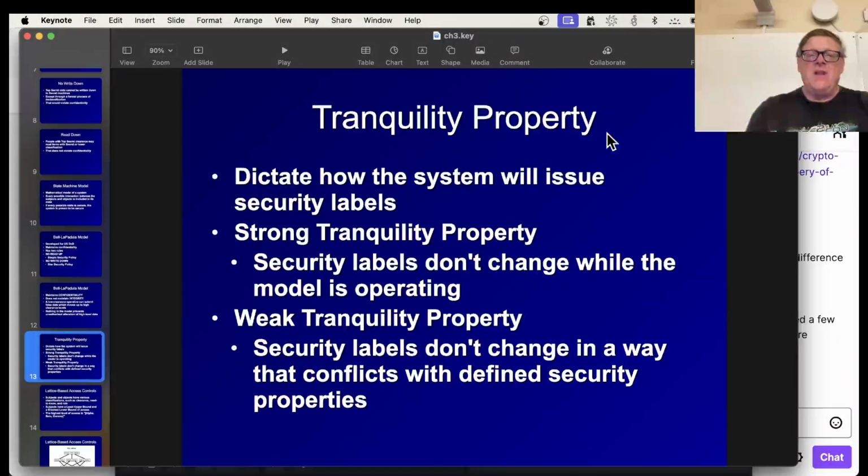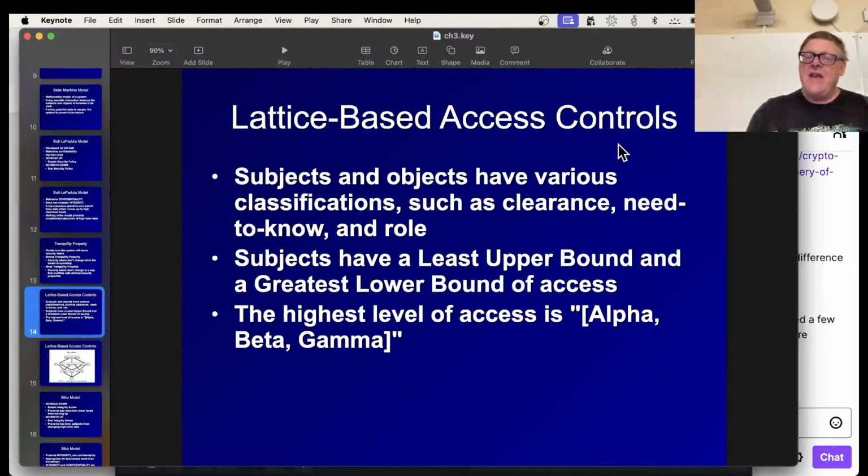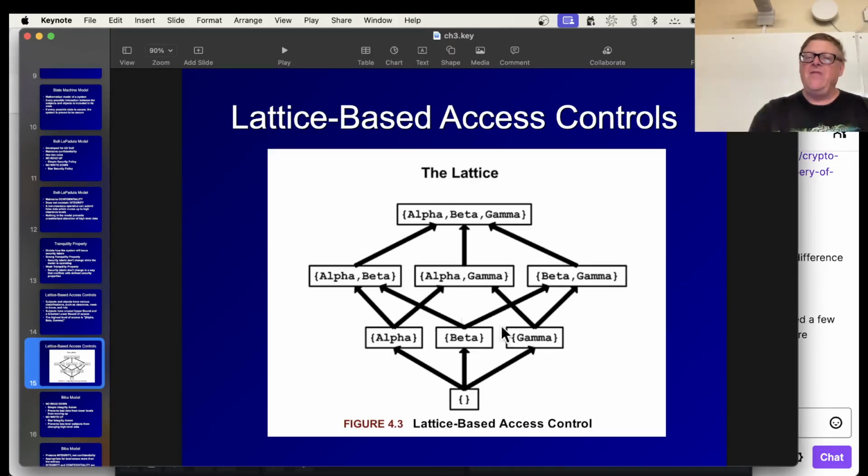So there's a tranquility property, which says security labels don't change while the model is operating. And there's a weak tranquility where the labels can change, but they don't change in a way that will violate your security policy. Anyway, then there's lattice-based access controls. It's another system. Subjects and objects have various classifications like clearance, need to know, and role. And subjects have a range of access. Their least upper bound and greatest lower bound. And there's this highest level of access is called alpha, beta, gamma. And they have a sort of complicated structure here of various kinds of security permissions that various different people would have that would let them access different data.